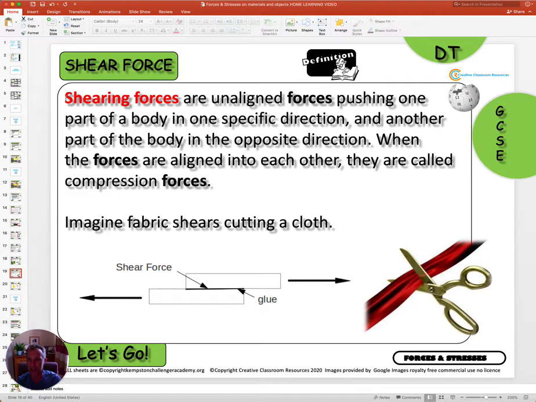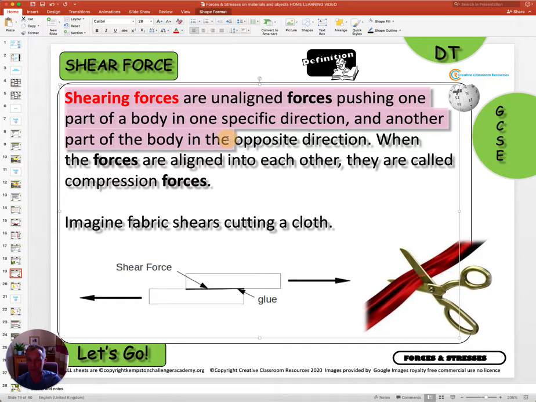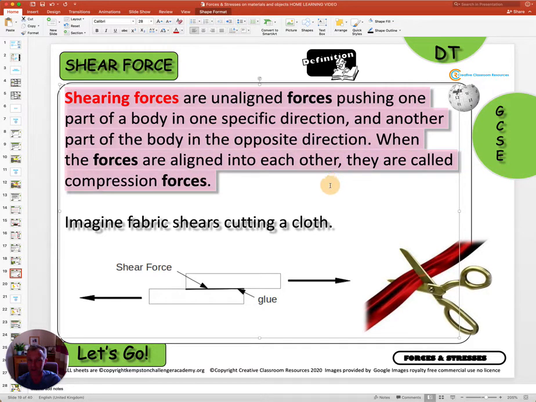Shear forces are aligned forces pushing a part of the body in one direction against another part of the body in the opposite direction. When the forces are aligned to each other, they're called compression forces. Imagine fabric shears cutting into a cloth. So these two elements here would be shearing against each other. They would shear the surfaces against each other, so a bit sort of like this sort of motion, where two surfaces are shearing against each other. That's what we call a shear force.